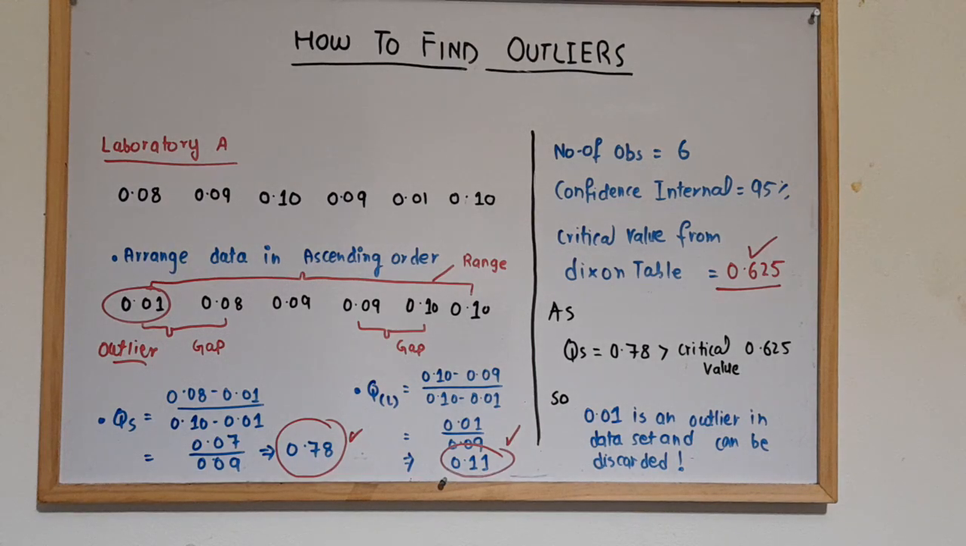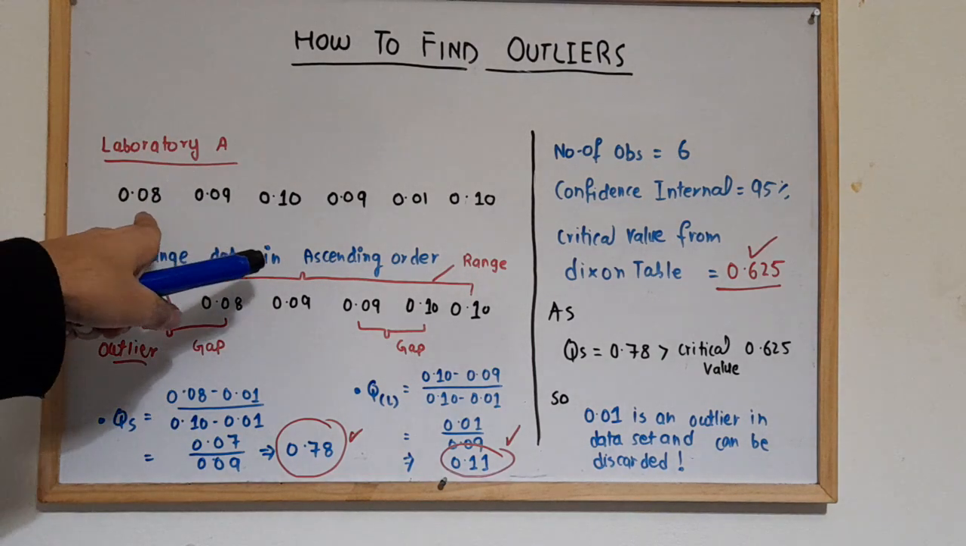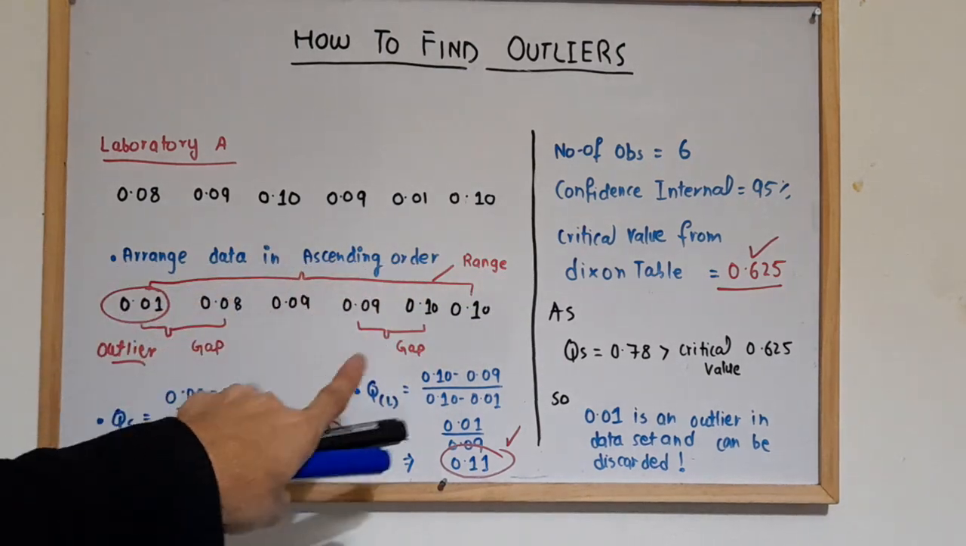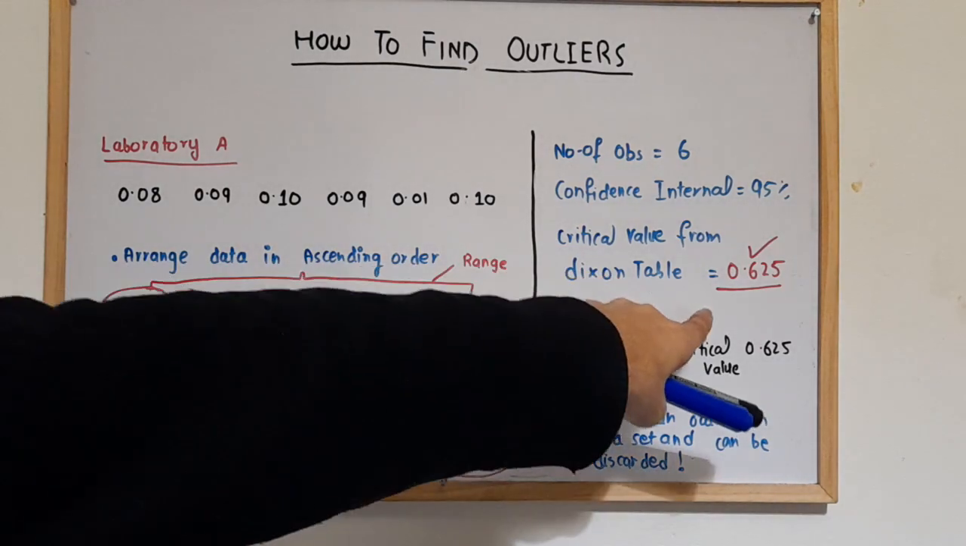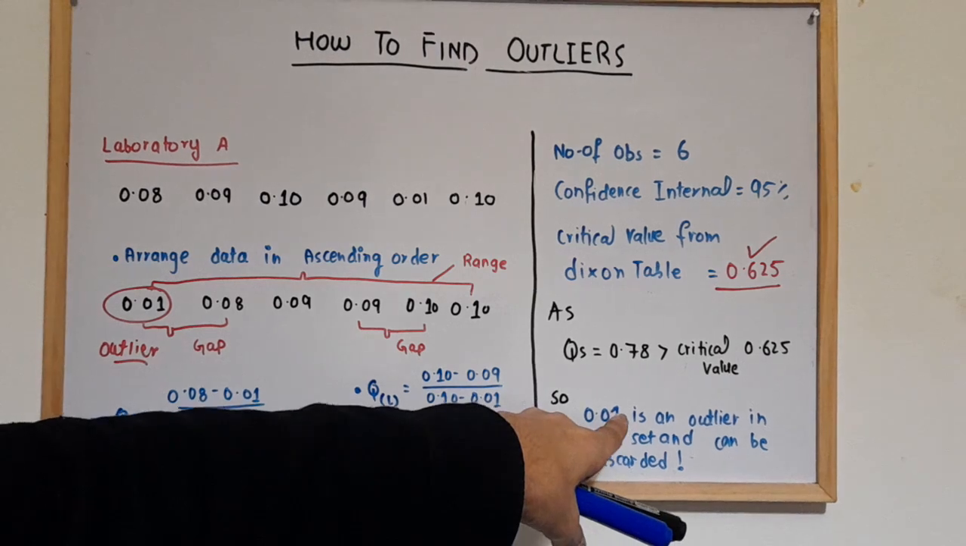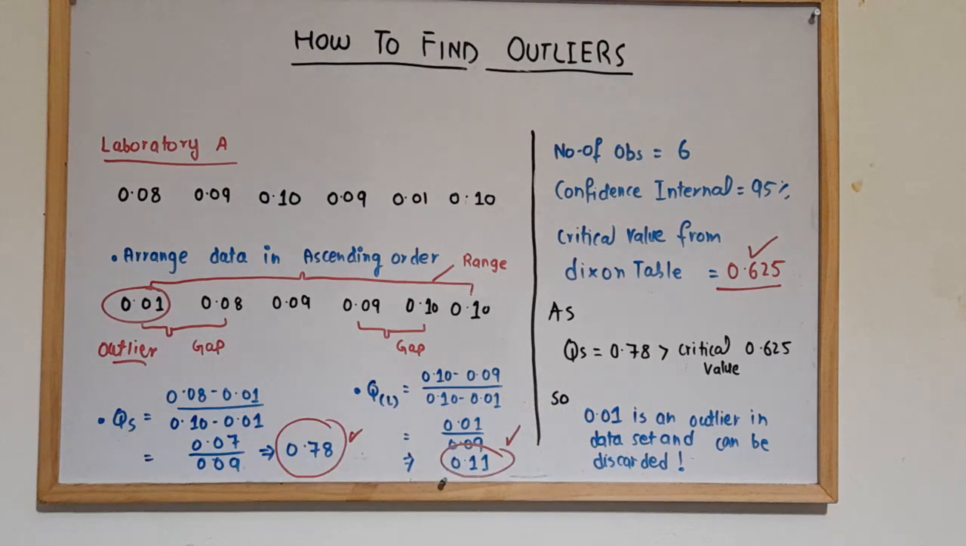In a similar manner, for laboratory B, you can arrange the values in ascending order, find the two values, and check in the Dixon table to find out whether there is an outlier in that data or not.